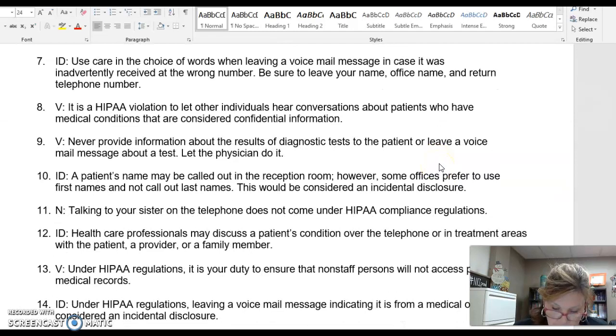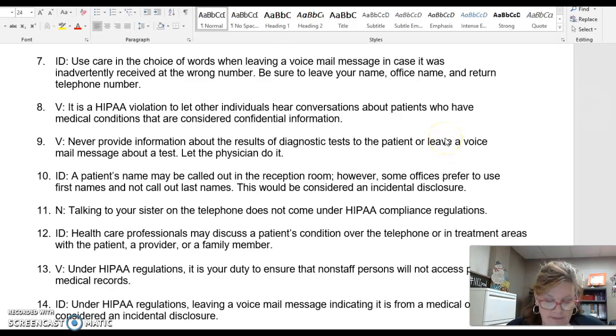Number 7, what's going on here? You telephone a patient, Alex Massey, to remind him of tomorrow's appointment, and you leave a voice message on his answering machine. This again is incidental, and with this, keep in mind, use care in the choice of your words when leaving a voicemail message. Just in case it was received at the wrong number, leave your name, office name, and return phone number.